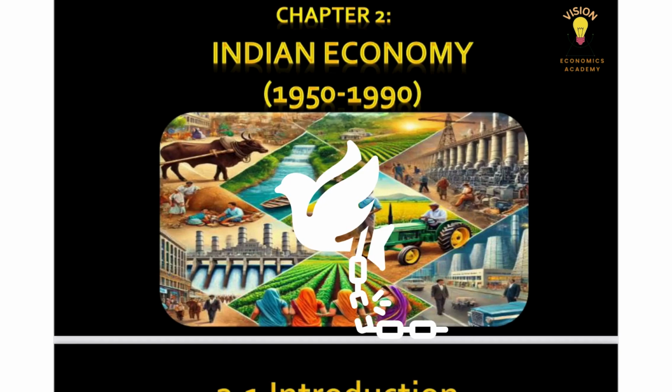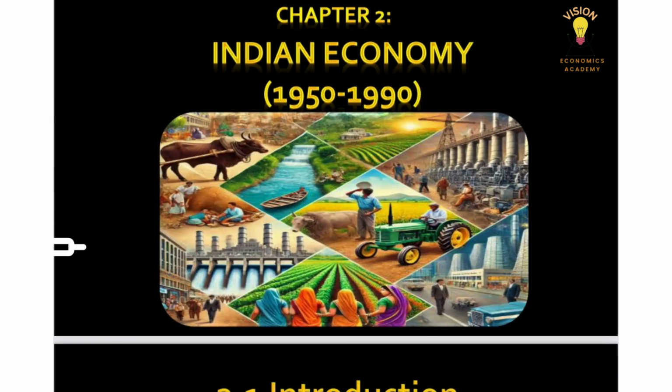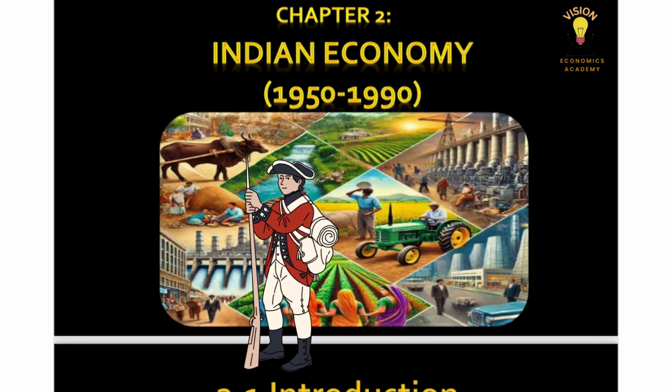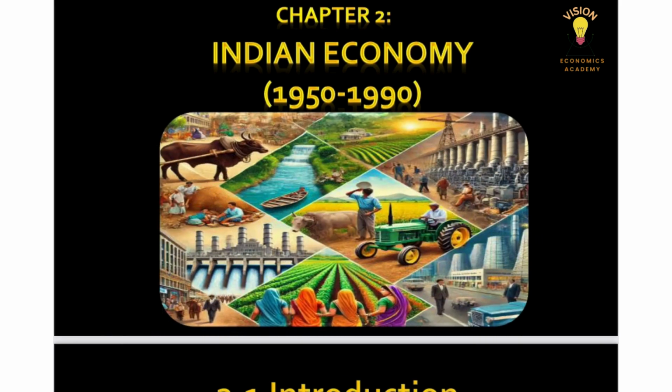Imagine a newly independent nation, brimming with hope yet facing immense challenges. It was 1950, and India stood at the crossroad of history, recovering from nearly 2 centuries of colonial rule and striving to chart its own economic path. Would it follow the capitalist model of the West, embrace communism like the Soviet Union, or carve out its own unique approach?